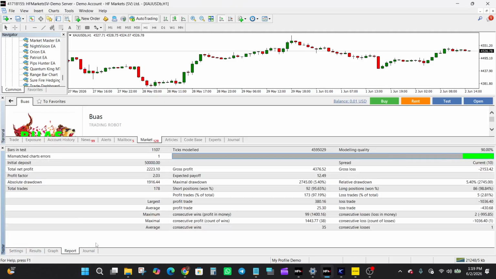But then looking at the report over the past month, we can see that from an initial deposit of $50,000, the total net profit was $2,223.1, and there were 178 trades taken. Wow. And short positions were 92 with 95.65% win rate. Long positions were 86 with 98.84% win rate. The win rate is pretty amazing.